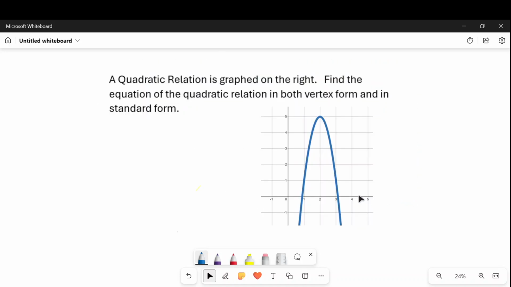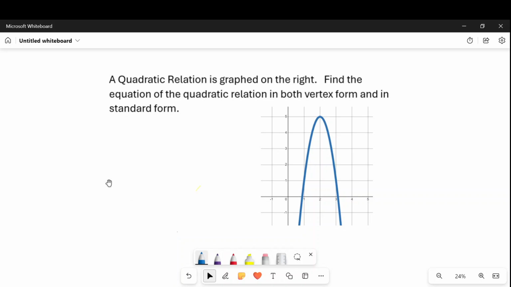Here's the first question. It says a quadratic relation is graphed on the right. So there's our lovely looking parabola. Find the equation of the quadratic relation in both vertex form and in standard form. So I need to find the equation of that parabola. And the question asks me to find it in both vertex form and then in standard form.